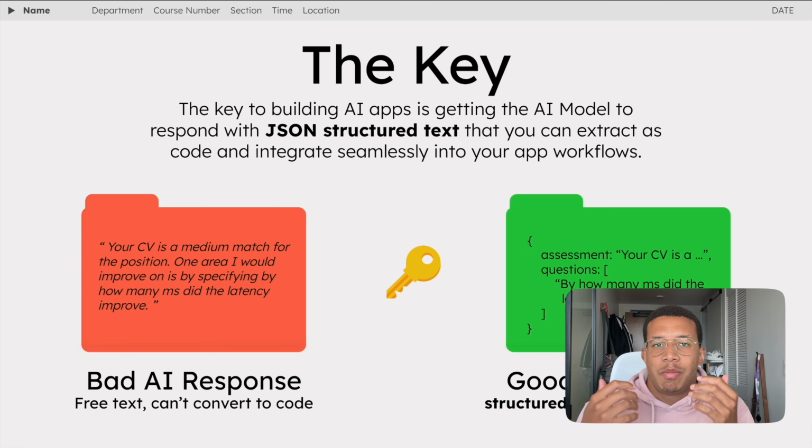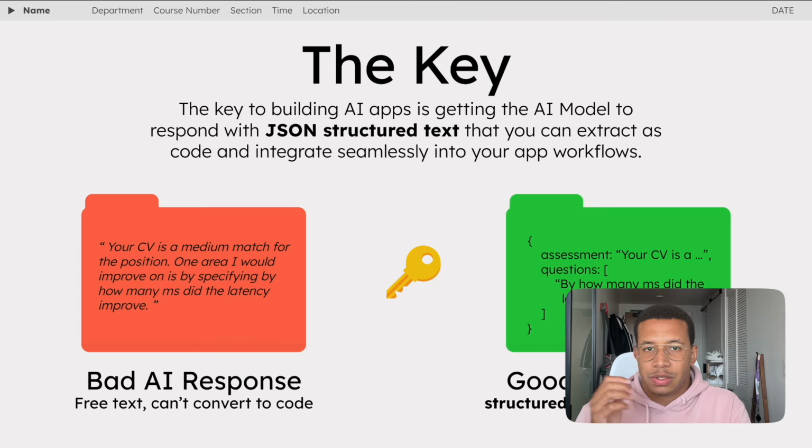We're going to start with the main key to bringing AI into any application, and that is how you actually get the AI to respond to you. So whatever API you use to get your AI intelligence, you'll want that API to respond to you with a JSON structured text format. That way you can extract the AI's response as code and integrate that seamlessly into the workflows and functions of your front-end apps.